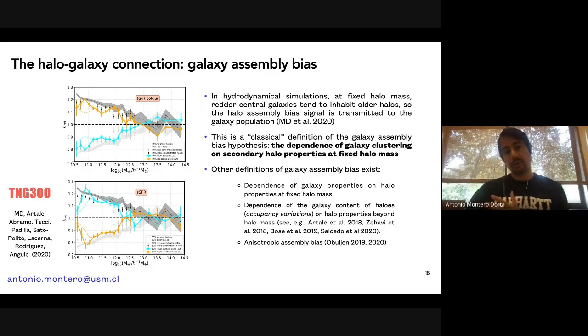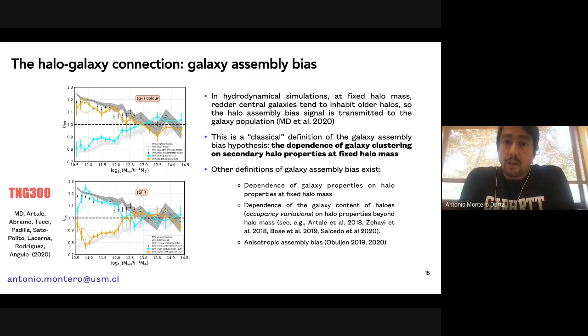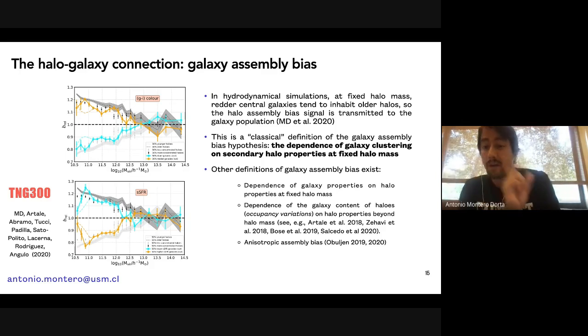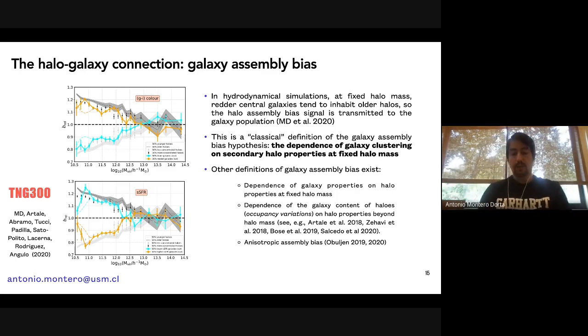The other aspect of this analysis, obviously the connection with observations and arguably the most interesting part, is what is called galaxy assembly bias. This reflects the hypothesis, or the potential fact, that these trends actually manifest themselves on the galaxy population as well. So galaxy assembly bias is defined as the dependence of galaxy clustering on secondary halo properties at fixed halo mass. This would be a classical definition of galaxy assembly bias.